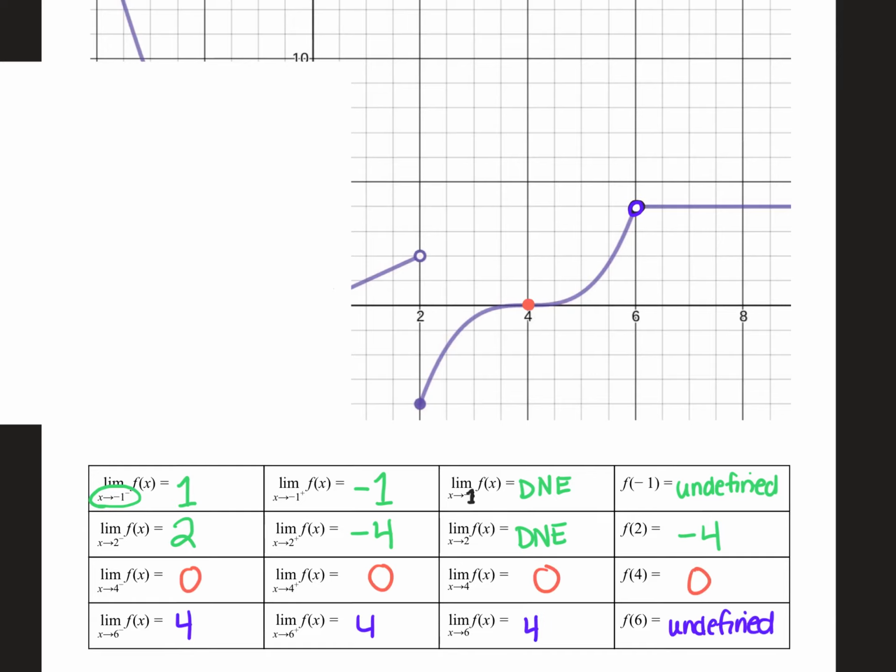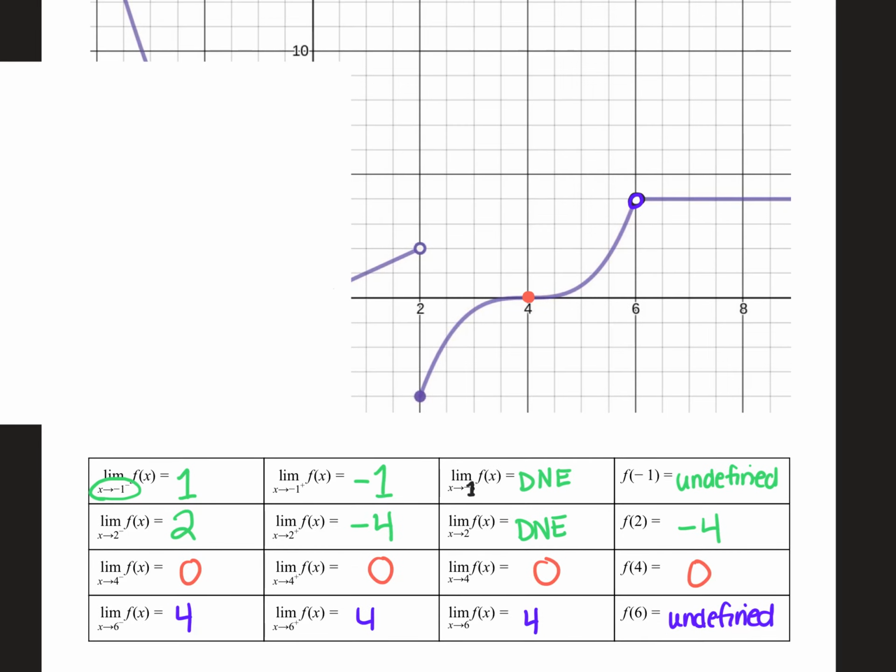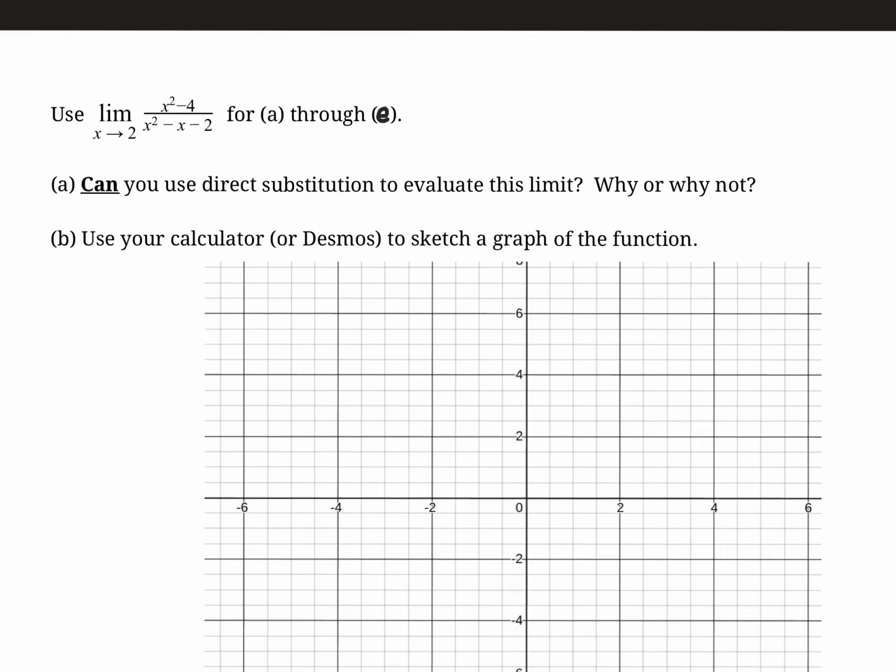All right, so hopefully this is what you have. The interesting thing about that last one is that your limits actually do exist from both the left and the right, but your overall value for that function is undefined right there. Okay, let's keep going.